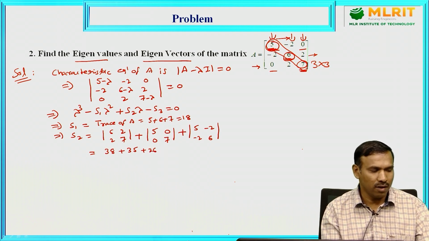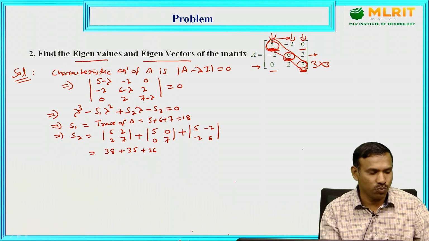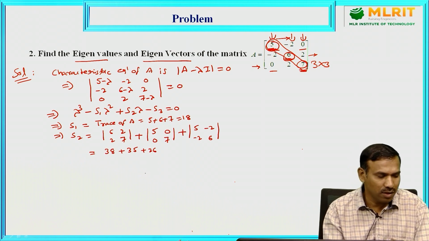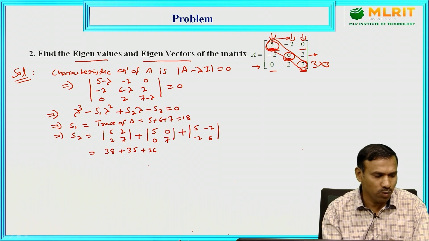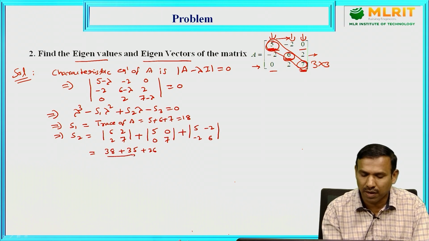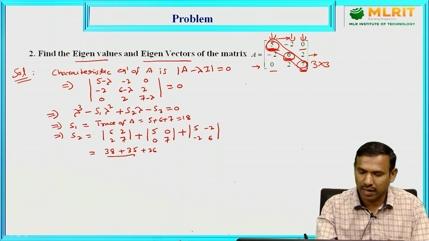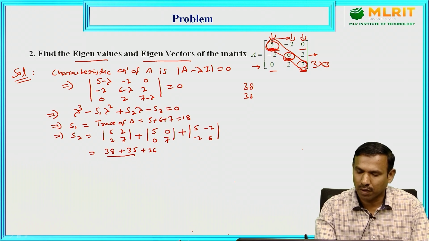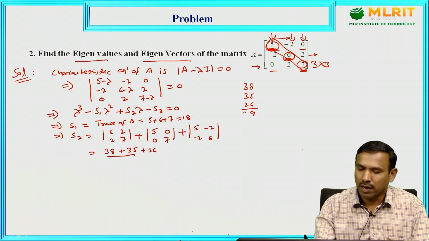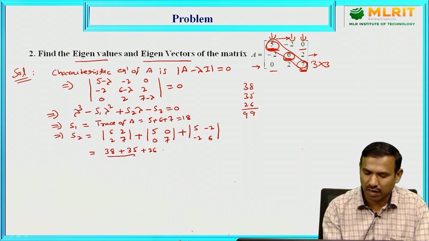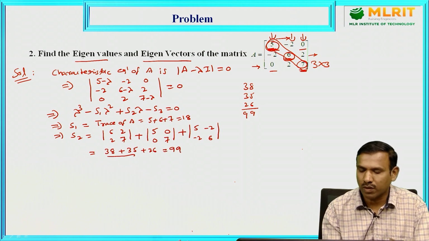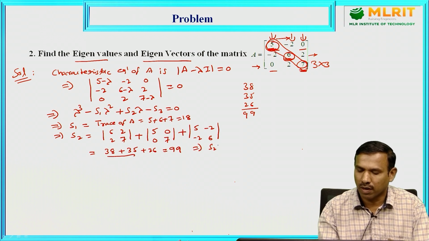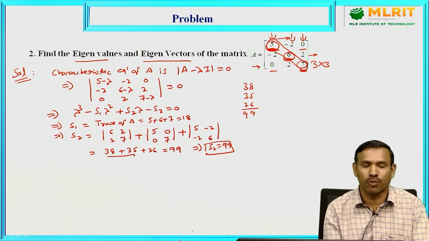We need to find the summation: 38 plus 35 plus 26 is 99. So the S2 value is 99. Here the student should be careful.